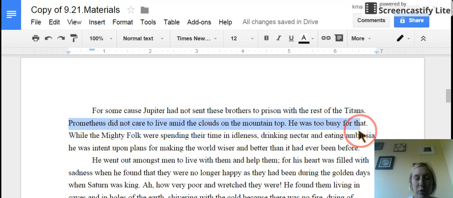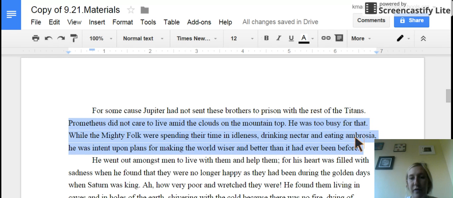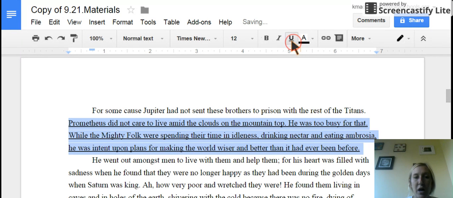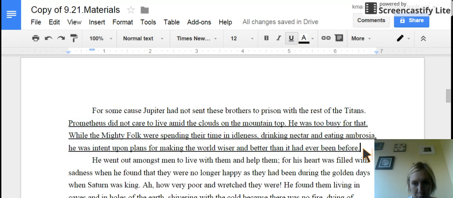While the mighty folk were spending their time in idleness, drinking nectar and eating ambrosia, he was intent upon plans for making the world wiser and better than it had ever been before. I'm going to underline that as well, because once again, we're tracking Prometheus's actions. He's intent upon making the world wiser, making the world better. He doesn't want to live in idleness, and idleness means doing nothing.